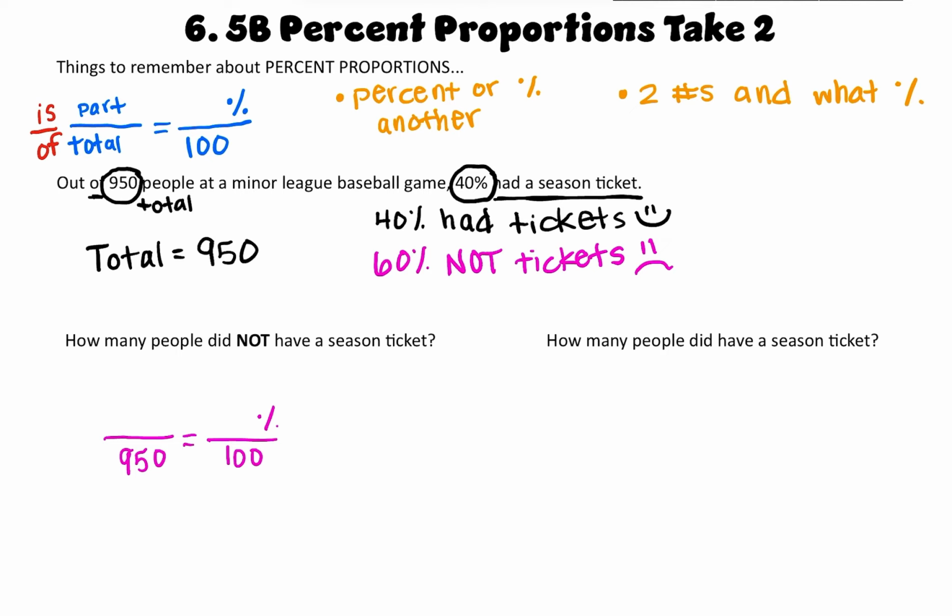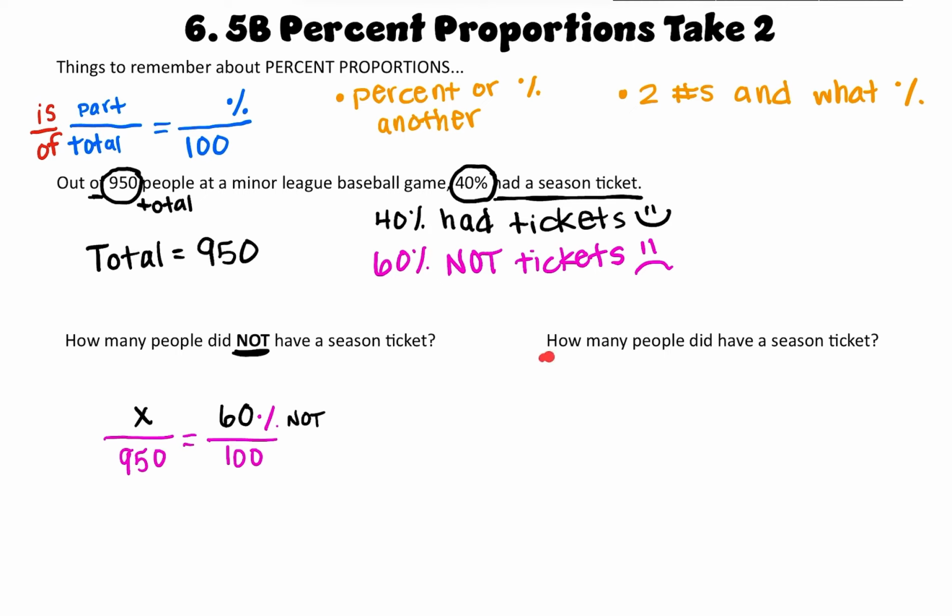Now I need to decide which percent do I need to use. I want the ones who do not, so therefore I need to use the 60%. And if we look back at this problem, it did not give me 60%. I had to figure that out myself. So I am going to fill in 60% again because that was the not, which was right there in my question. My X goes here, and then I could solve, okay?